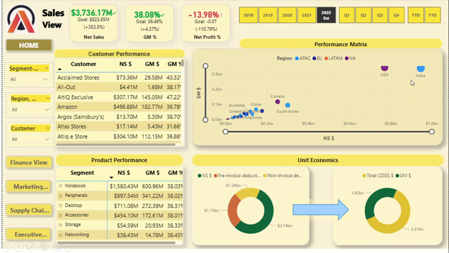We have given the customer performance with respect to net sales and gross margin to understand how customers are performing, and even the product performance with respect to net sales and gross margin. Here, net sales we are achieving this much, but to achieve this many net sales we are giving this much pre-invoice and post-invoice. So we are giving a considerable amount of pre-invoice and post-invoice deductions.